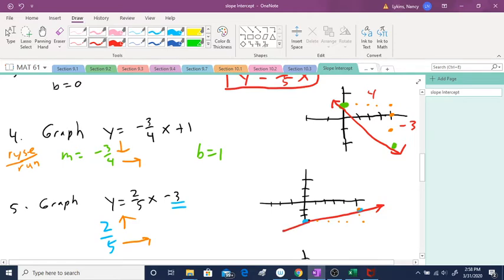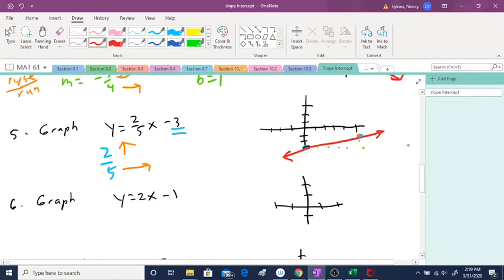Now notice the difference between these two graphs. My example number 4 graph is going downward because of the negative sign. My example number 5 is going upward from left to right. That is because my 2/5, or my slope, is positive.